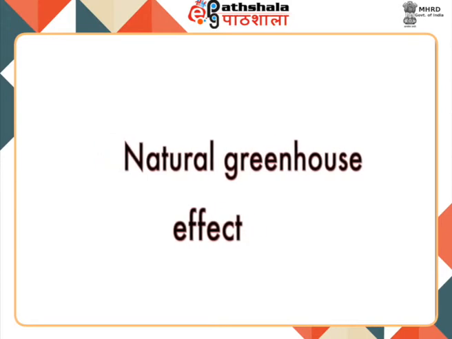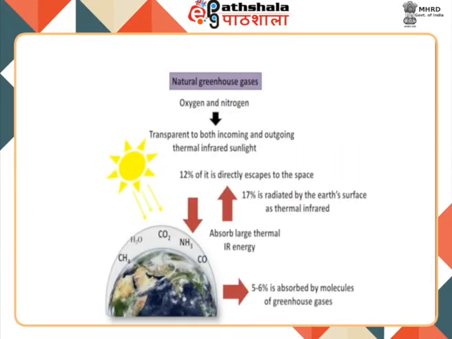Natural greenhouse effect. The major atmospheric gases, such as oxygen and nitrogen, are transparent to both incoming sunlight and outgoing thermal infrared. On the other hand, water, carbon dioxide, methane and other trace gases can absorb large amounts of thermal infrared energy. 17% of the incoming solar energy is radiated by the surface of the Earth as thermal infrared. However, 12% of it is directly escaping into space.